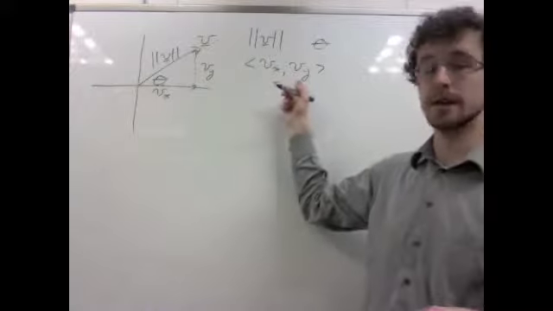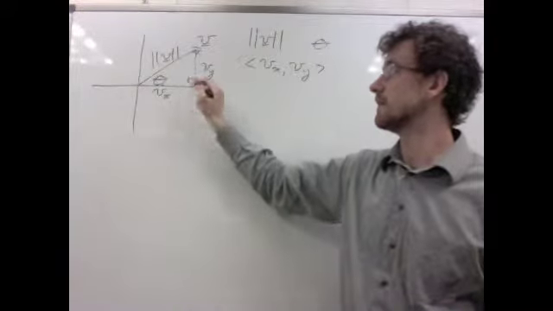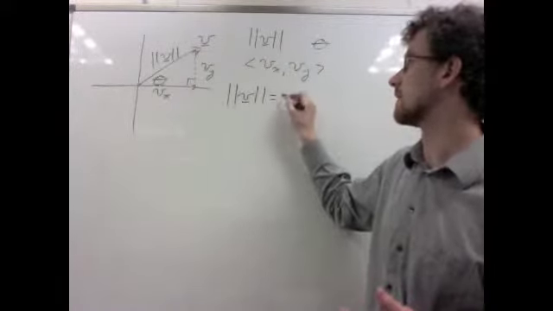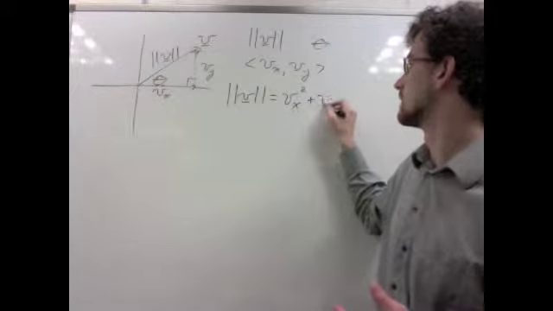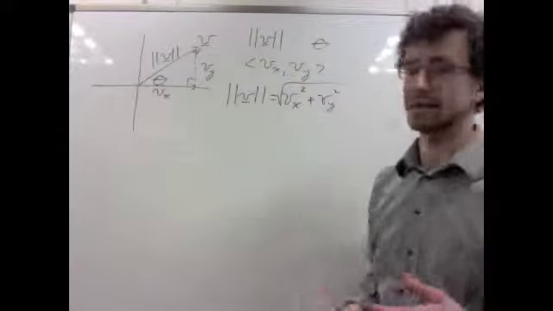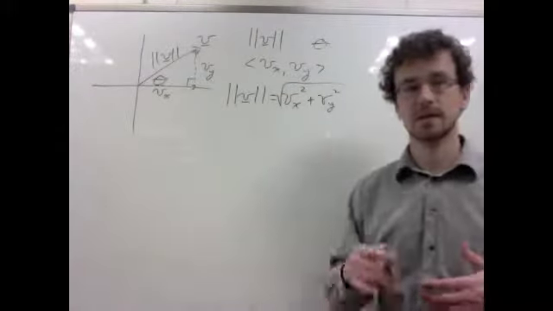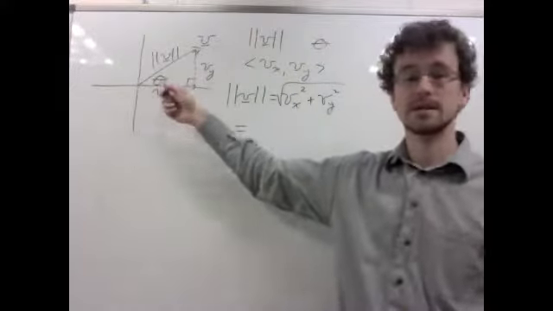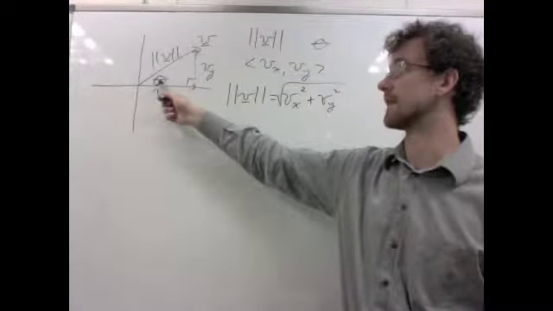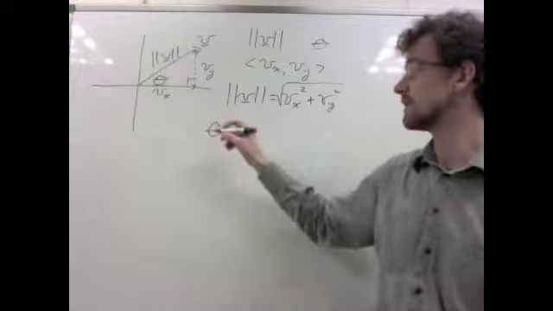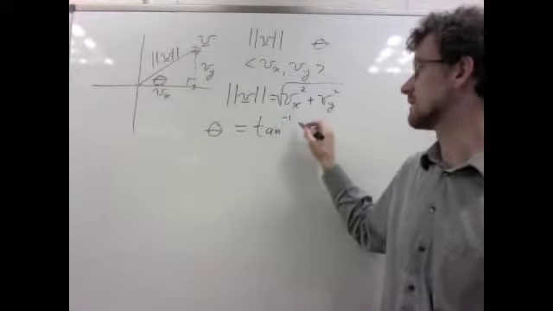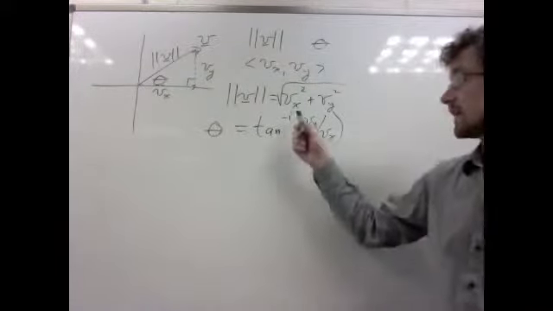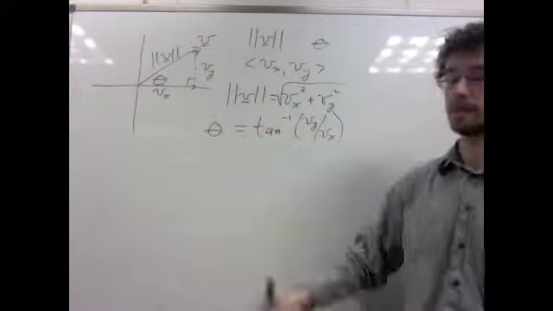If you're given components, you can see from this triangle I've drawn that we can find the magnitude of the vector simply by using the Pythagorean theorem. The magnitude of the vector is the x component squared plus the y component squared, square rooted. And the angle we can find with a trigonometric ratio. Tangent is opposite over adjacent. So take the tangent of theta, it's v sub y over v sub x. So to get our angle, we take the inverse tangent of the y component over the x component. So that's how we can get from component form to magnitude and direction.